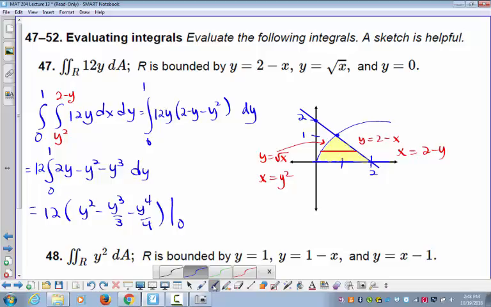Zero to one. Plugging in zero contributes nothing, so we just have to worry about the one. So we're going to have one minus the third minus the fourth. Common denominator of 12. So we're going to have 12 minus 4, which is 8, minus 3, which is 5. So it looks like we're going to end up with 5 twelfths times 12.